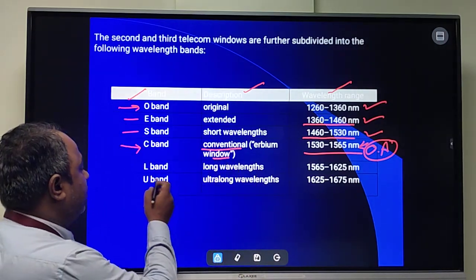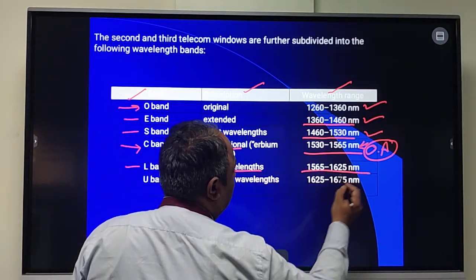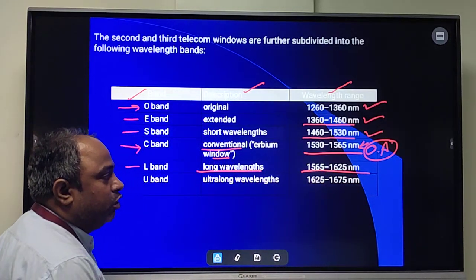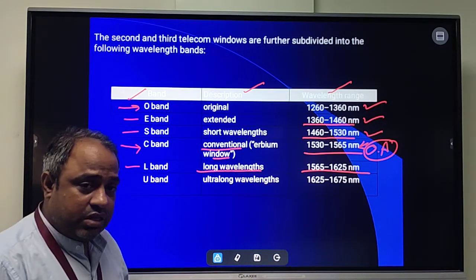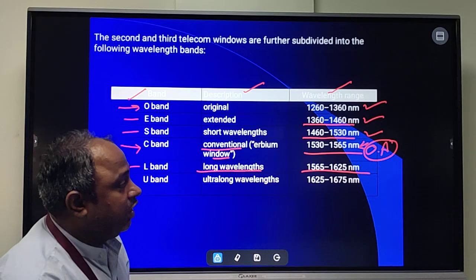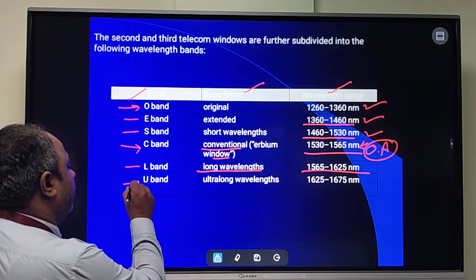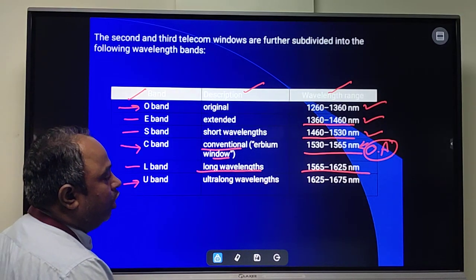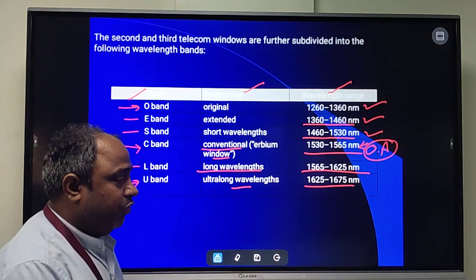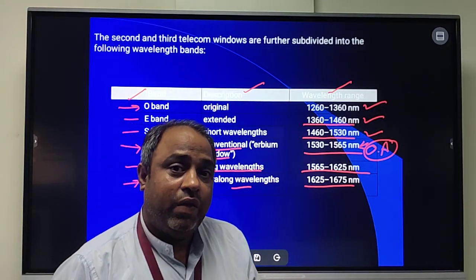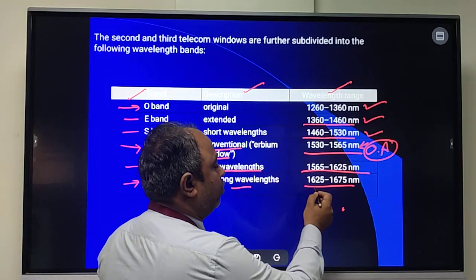After the advancement of this, we go for the L band. A low wavelength is used, and the wavelength range for data is 1565 to 1625 nanometers. The range is enhanced, data is enhanced, and data travels very effectively and very efficiently in that bandwidth. Nowadays, in 2024, we use an ultra low wavelength for all kinds of signals with the help of different optical networks, passive optical network, active optical network, and the wavelength used is 1625 to 1600.